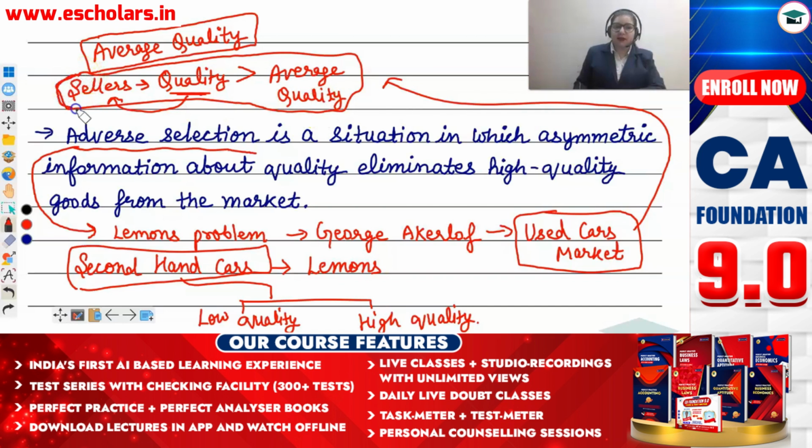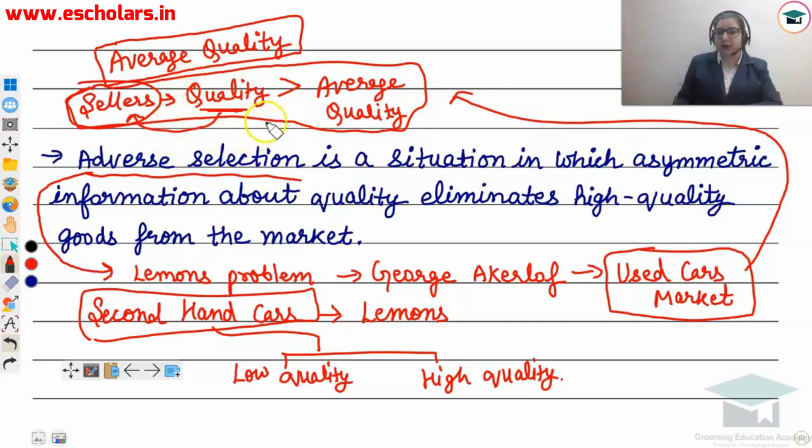So such sellers do not sell high quality cars to buyers who are strangers to them. They basically sell such quality cars to their relatives or friends instead of selling to stranger buyers. So this is the reason that there will be elimination of quality cars, or you can say high quality cars, from the used cars market. So this is called adverse selection.